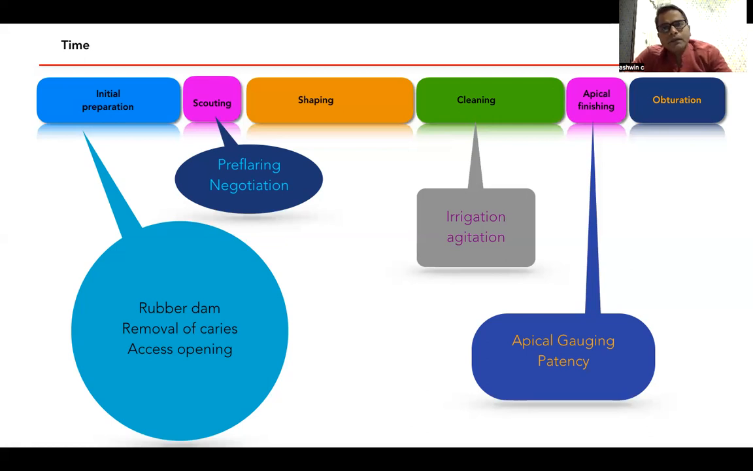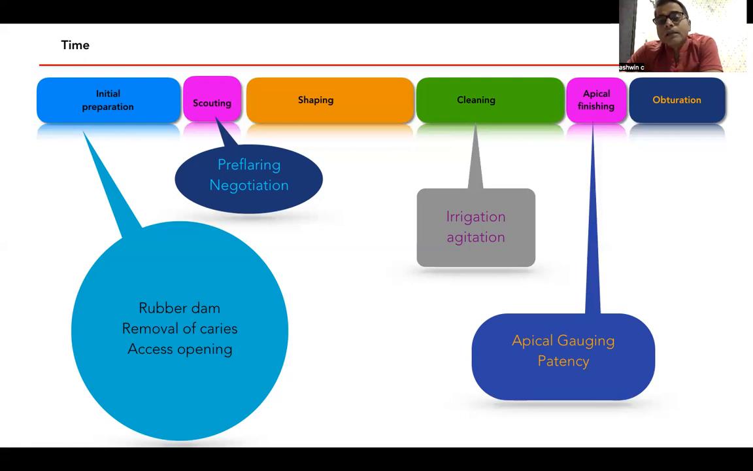Then comes the shaping. You have a lot of shaping instruments available in the market, and there are so many instruments coming every new day. So now there is always a confusion about which one is the right instrument for my case, or what works best in my hand. So there is a lot of confusion. We will try to clear out those confusions on the day of the workshop. But now I'm going to talk about the basics of instrumentation.